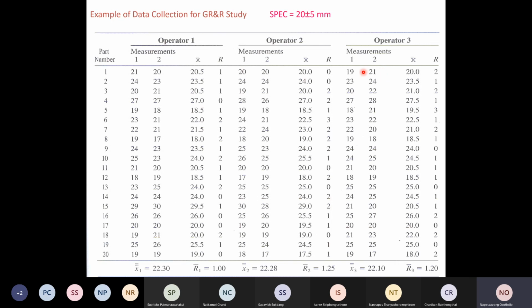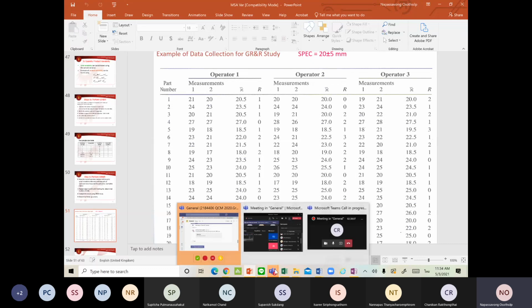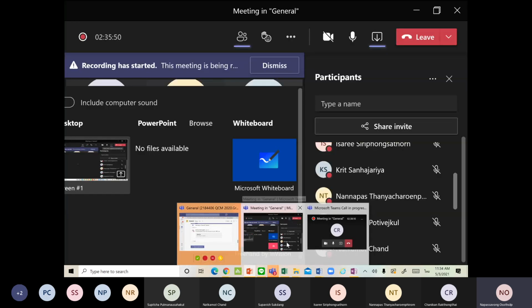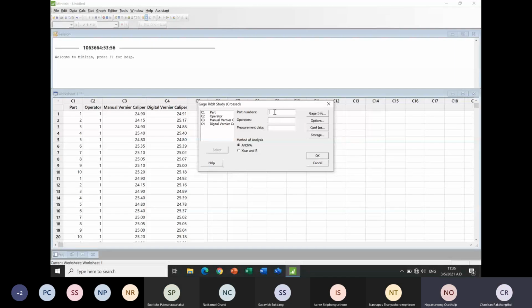If you can collect the data like that, you can plug this data set into Minitab. If it's a destructive test, you will use the method which is called gauge R&R nested. The formula to calculate sigma for each component will be a little bit different from the case of non-destructive tests.